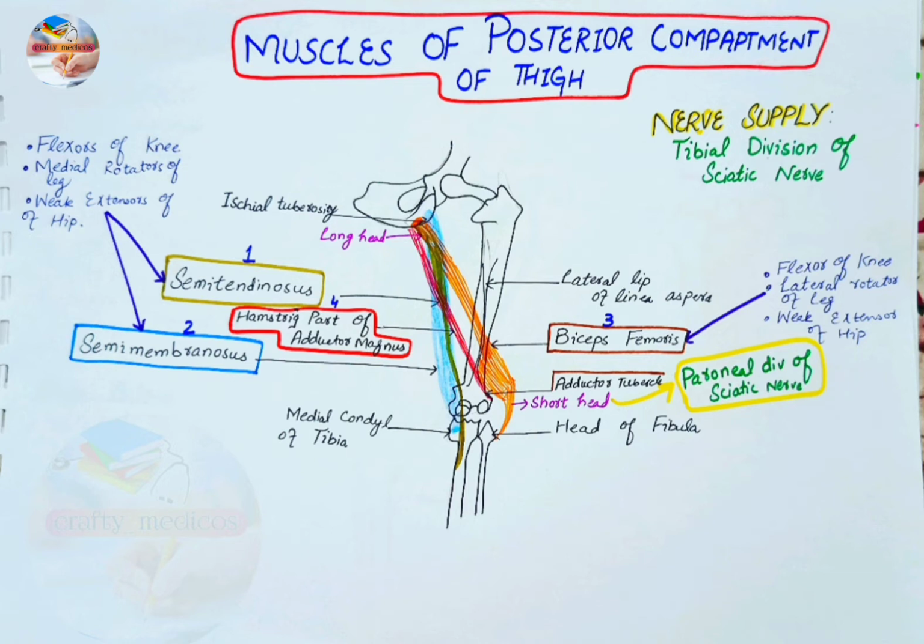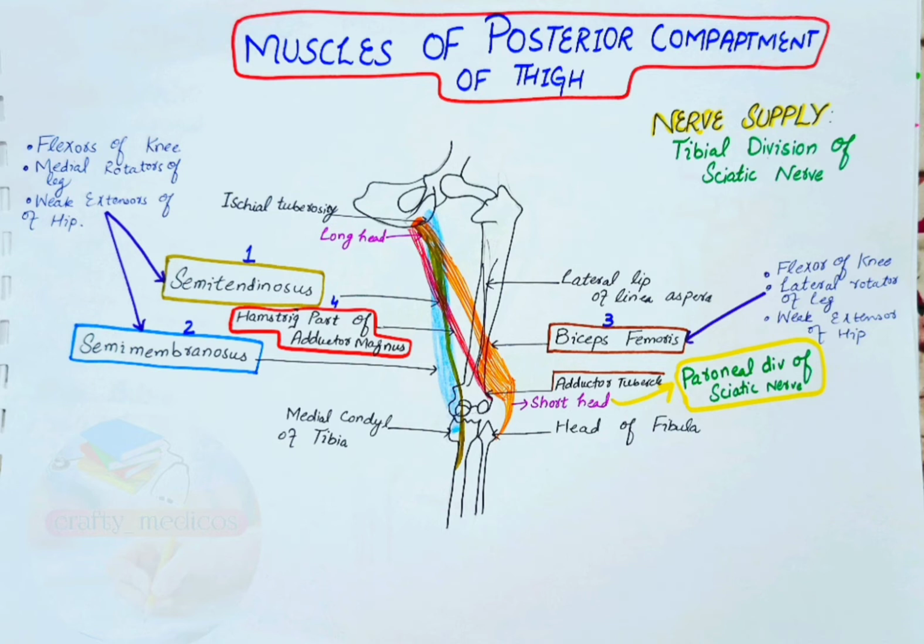The next muscle of the posterior compartment of the thigh is the biceps femoris muscle. As its name indicates, it has two heads. Its short head arises from the lower part of the lateral lip of the linea aspera and the upper part of the medial supracondylar line. The long head of biceps femoris arises from the lower medial impression on the ischial tuberosity. Both the heads conjoin with each other and are inserted by a common tendon into the head of the fibula.